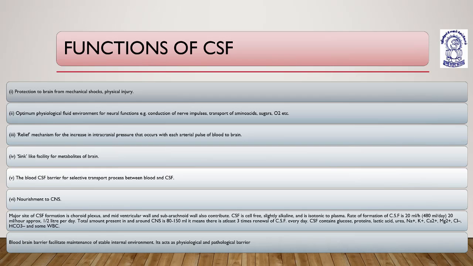Functions of cerebrospinal fluid. The main function is protection of the brain from mechanical shocks or physical injury. So it basically acts as a shock absorber. It helps to protect the brain from mechanical shocks and physical injuries. That's why it acts as a shock absorber.